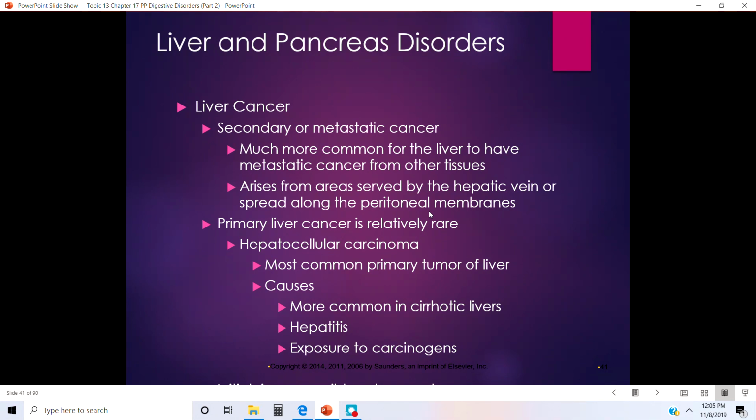We call this hepatocellular carcinoma. All right, this is the most common primary tumor of the liver, and it's more common in cirrhotic livers, so people that have this cirrhosis that we just spoke about. People that have hepatitis, right? Hepatitis C, even hepatitis B, and then people that are just exposed to different chemicals which are carcinogenic.